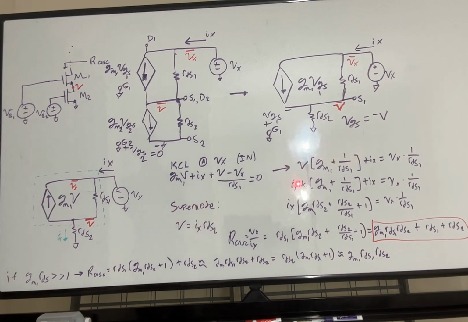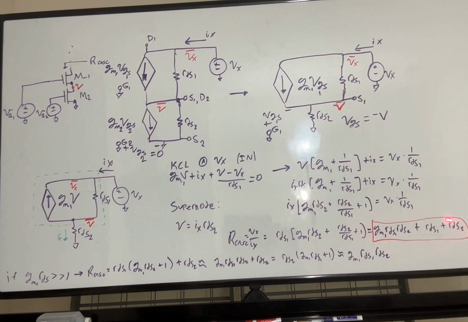Great. Now, all I've done between this line and this line is substitute. So now you have Ix RDS2 GM1 plus 1 over RDS1 plus Ix equals Vx times 1 over RDS1. Great. We factor out the Ix again. We divide by Ix and we multiply by RDS1. And now we know the resistance of the cascode is Vx over Ix, which is just this thing. And then we multiply in the RDS1. And this is technically the resistance of a cascode.